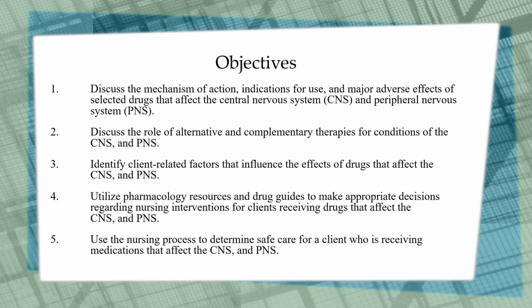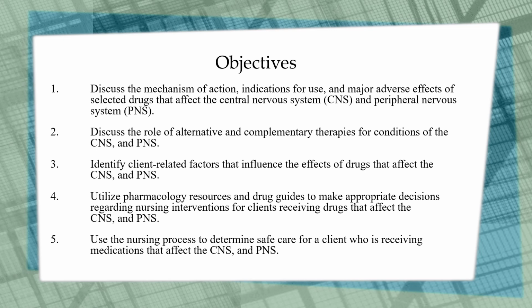So here are our objectives for this particular presentation. We're going to be looking at the discussion of the mechanisms of action, indication for use, and major effects of selected drugs that affect the central nervous system and the peripheral nervous system. We're going to be discussing the role of alternative and complementary therapies for conditions of the CNS and PNS.